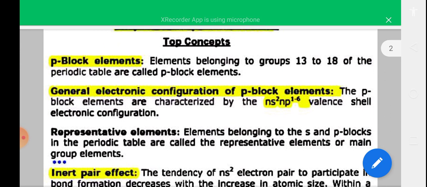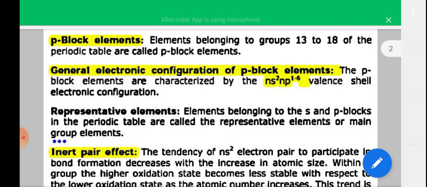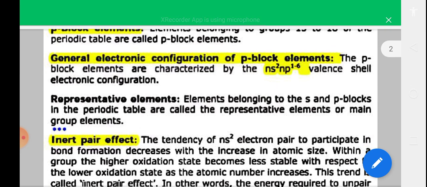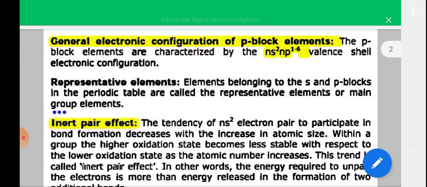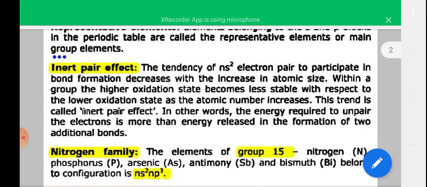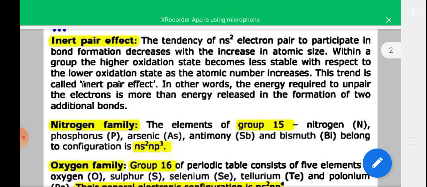Some points regarding p block elements are given here. I have already told that elements belonging to group 13 to group 18 in the periodic table are known as p block elements. And the general electronic configuration of p block elements is ns2 np1 to 6. Okay. And inert pair effect. What is inert pair effect?